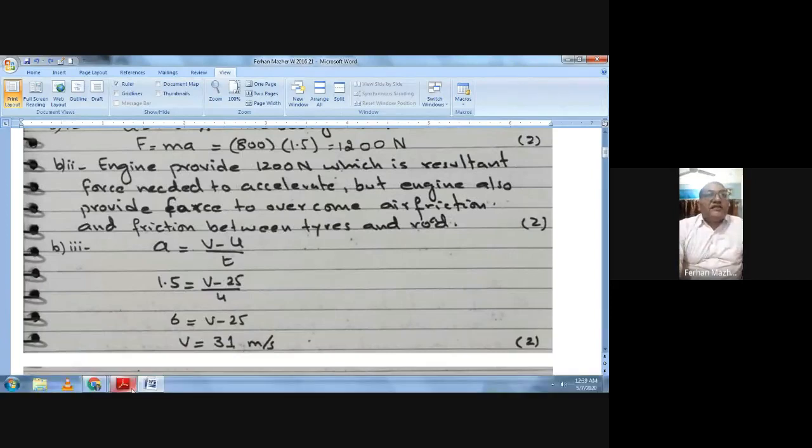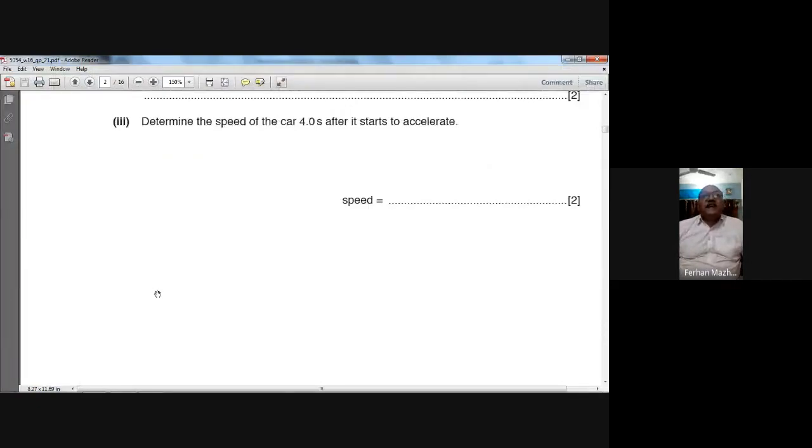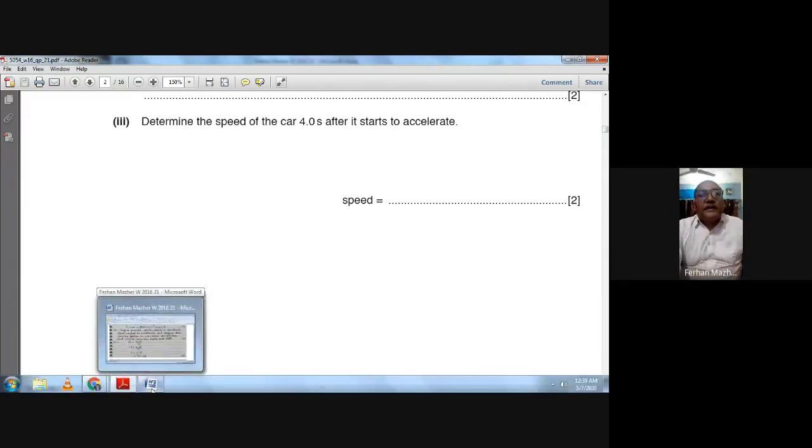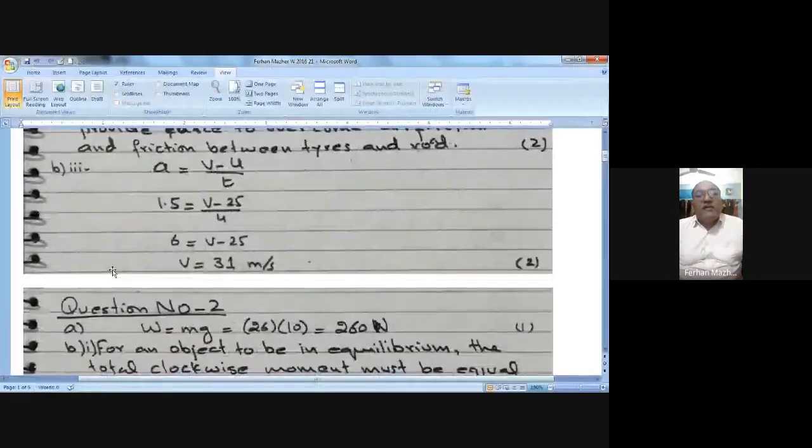Okay, the next question is B third part. It says determine the speed of the car 4 seconds after it starts to accelerate. You know its initial speed, we know the acceleration, the time 4 seconds is also given to us, so we can find what will be the final velocity. And you remember the formula for the acceleration is a equals v minus u divided by t, where a is acceleration, v is the final velocity, u is the initial velocity, and t is the time.